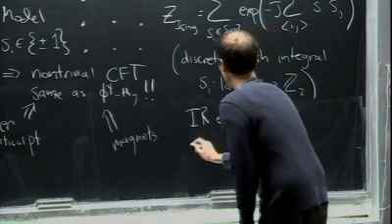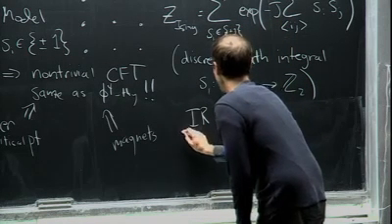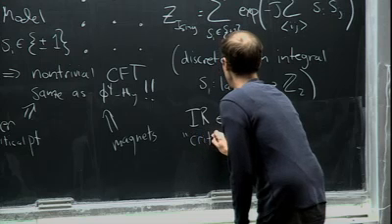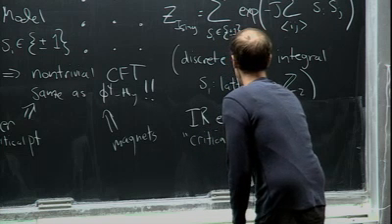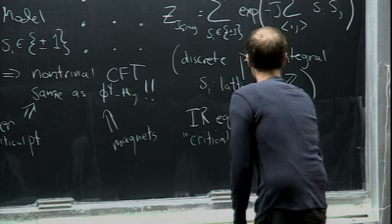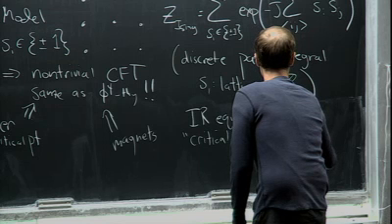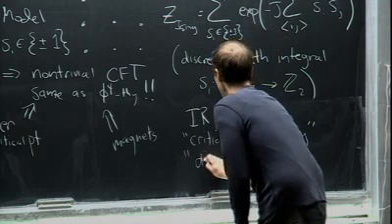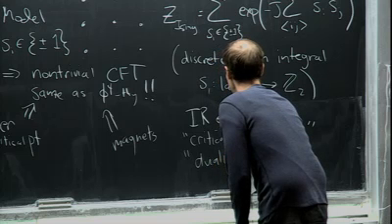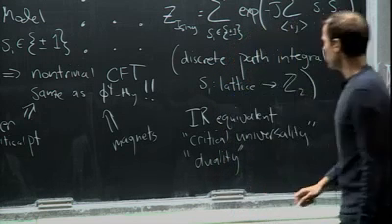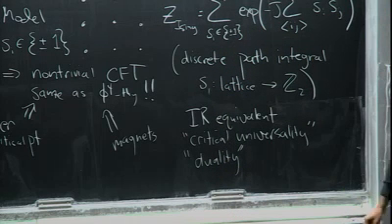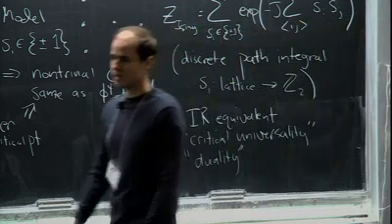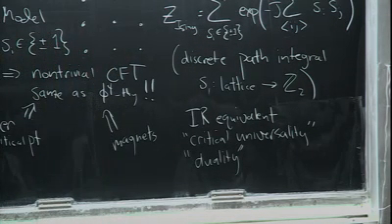This is sometimes also called critical universality. Or sometimes high-energy theorists like to call it duality. So you might have heard about Seiberg duality, which is a duality of exactly this type. It's just an example of IR equivalence.